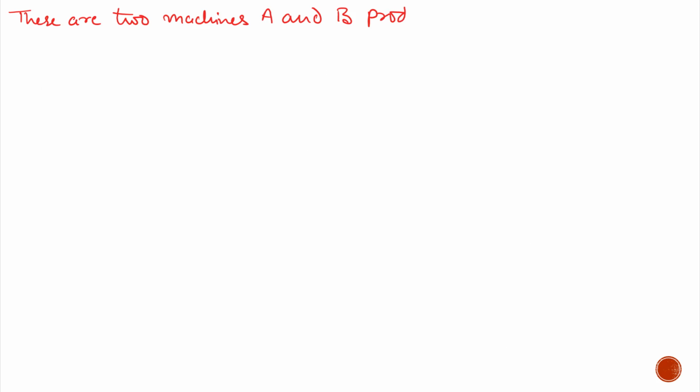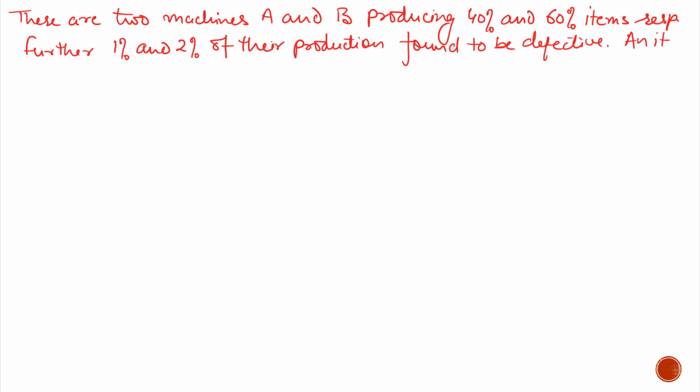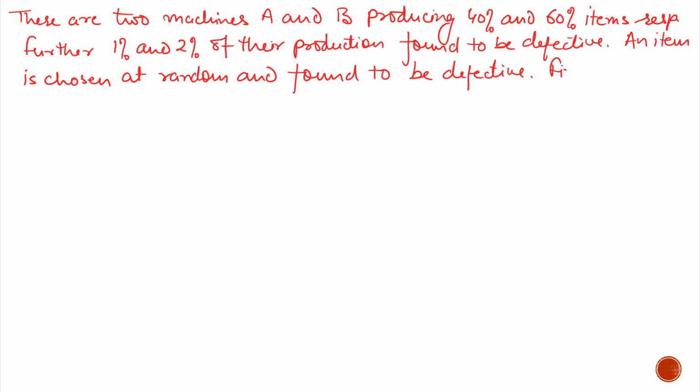First example, there are two machines A and B producing 40% and 60% of items respectively. Further, 1% and 2% of their production is found to be defective. An item is chosen at random and found to be defective. Find the probability it came from machine A.